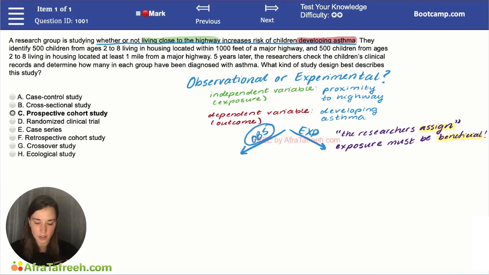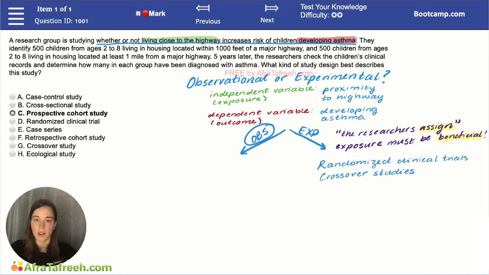So looking at our list of answer options here, which ones can we cross out based on figuring that out? So we know that experimental studies include randomized clinical trials and crossover studies. In randomized clinical trials, participants receive a treatment and are compared against participants receiving either a placebo or a different treatment. And in crossover studies, every single participant receives both treatments being compared. So we can cross off randomized clinical trial and crossover study off of our list because we know that the study in this question is not an experimental study.